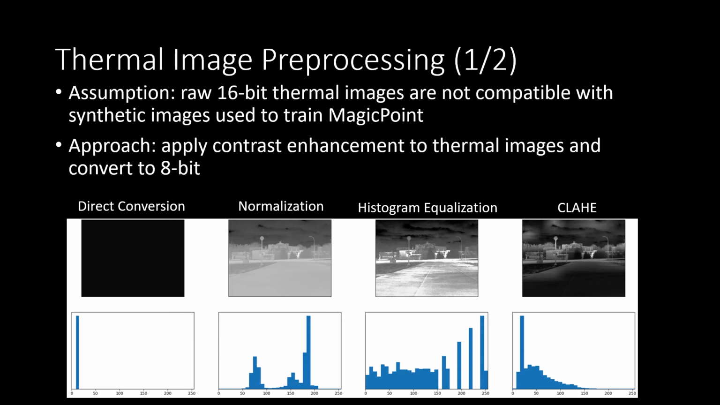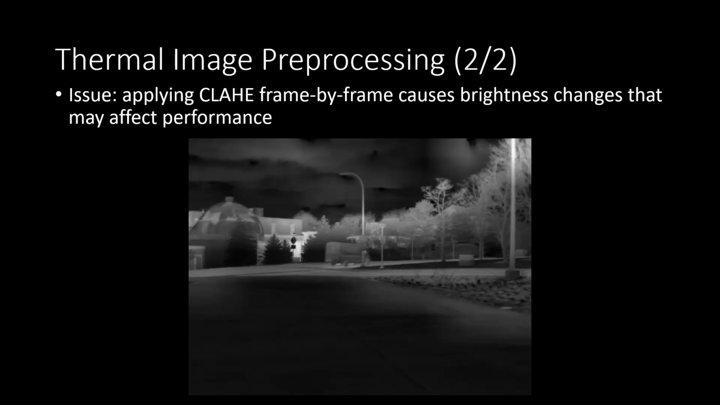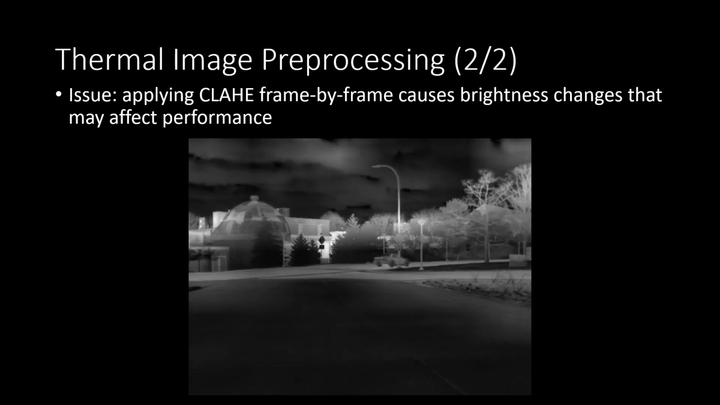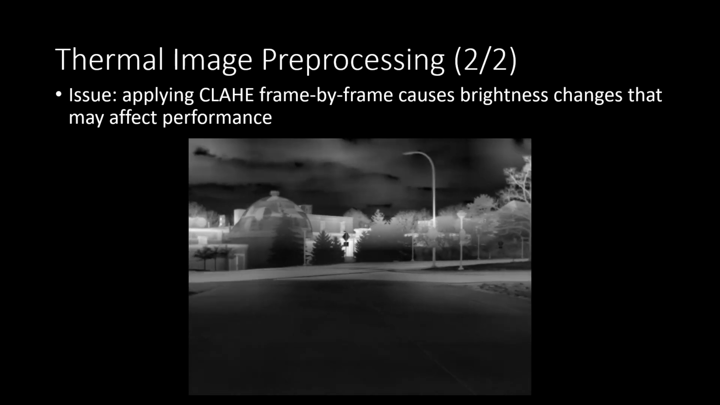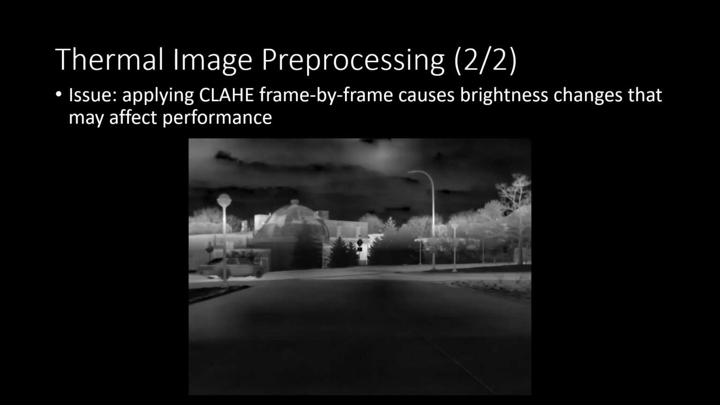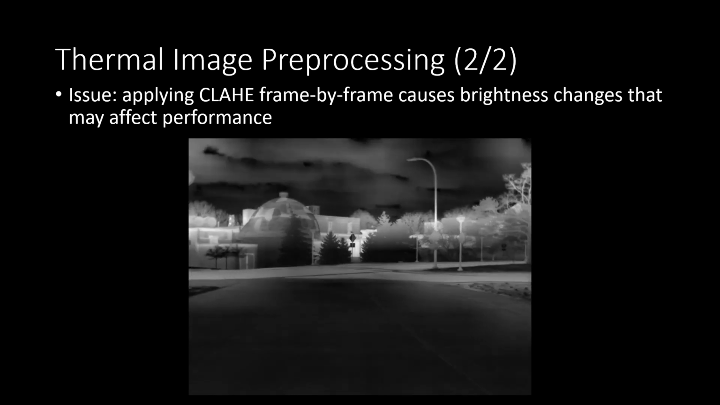We made the assumption that raw 16-bit thermal imagery is not compatible with the synthetic images used to train MagicPoint. Therefore, we apply contrast enhancement techniques and convert the images to 8-bit before training. The figure compares a number of techniques. In the end, we chose contrast-limited adaptive histogram equalization, or CLAHE. An issue with applying CLAHE frame by frame is that it causes artificial brightness changes that may affect performance, but we decided to accept this trade-off.